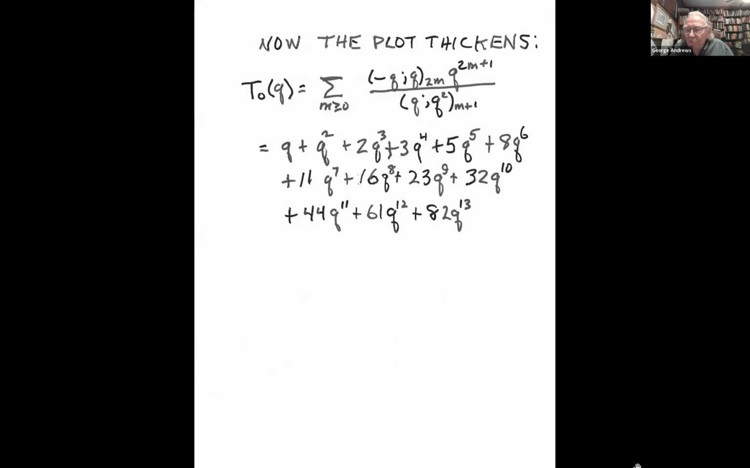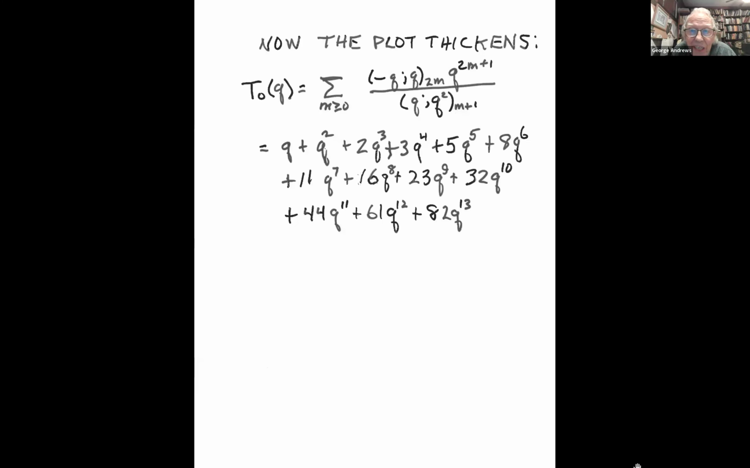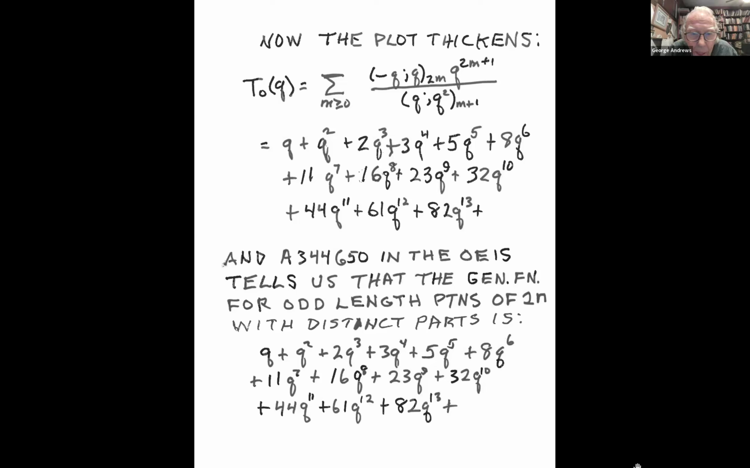And so now we get to some of the mystery. So we've dealt with T_E, and T_E, you see, is evaluated in this very lovely way. Basically, it's 1 over this infinite product times that series. But here's T_O. And so the first thing I always do when running into a new series like this, which seems to have some significant interest, is to go to the OEIS and ask it, what's happening?